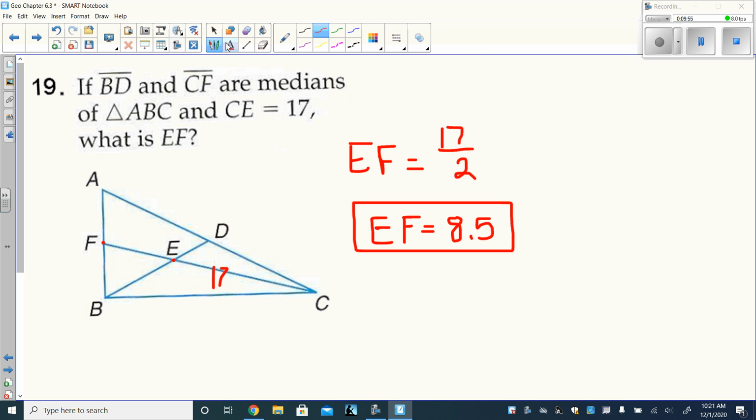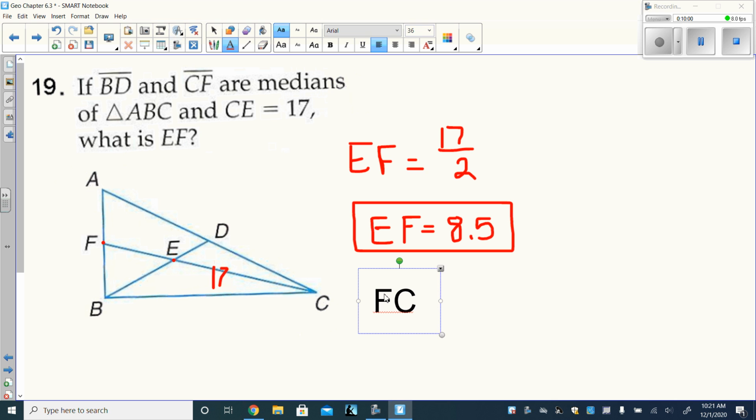Now we could find the whole length also, FC. Because FC will be the bigger plus the smaller, the two added together. And if we add those two together, we would get 25.5. And that's it. That's all we have to do for this here.